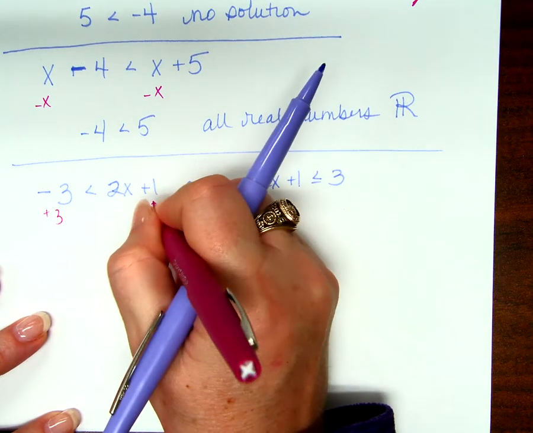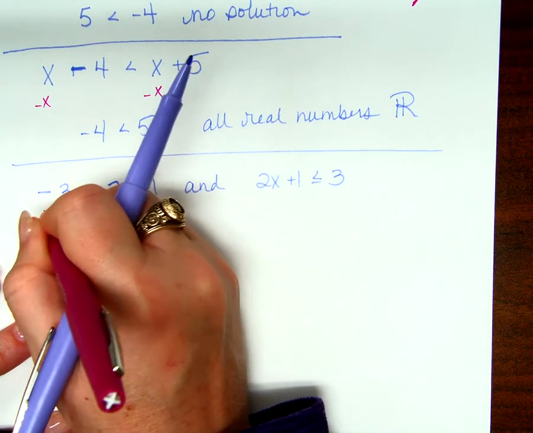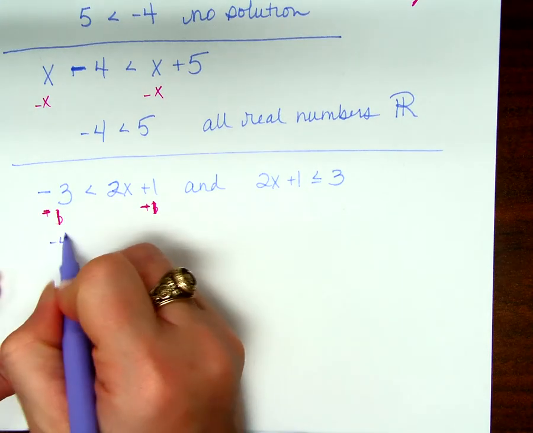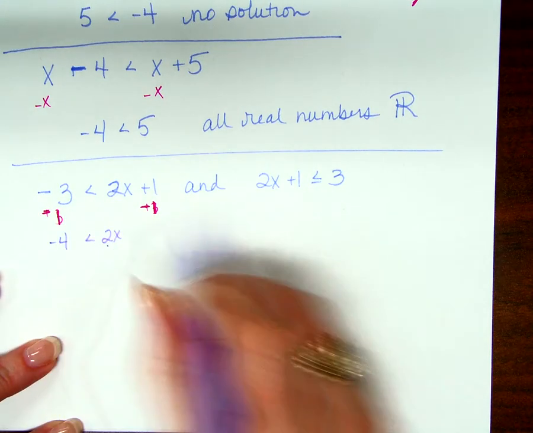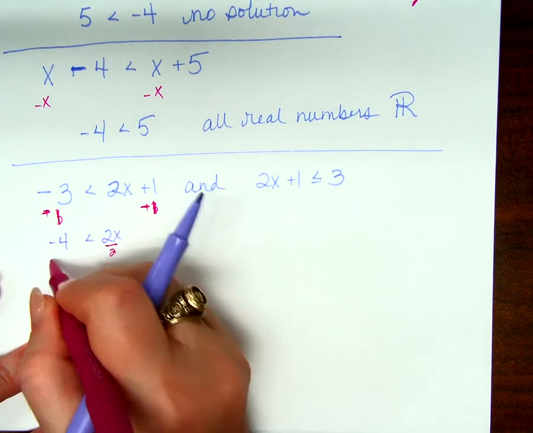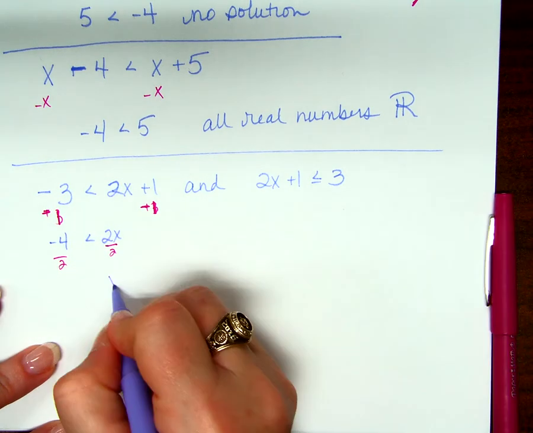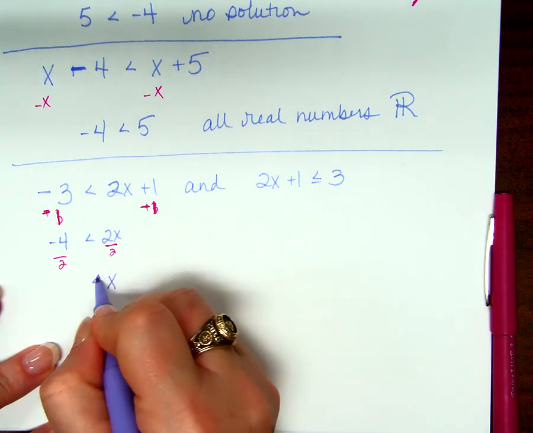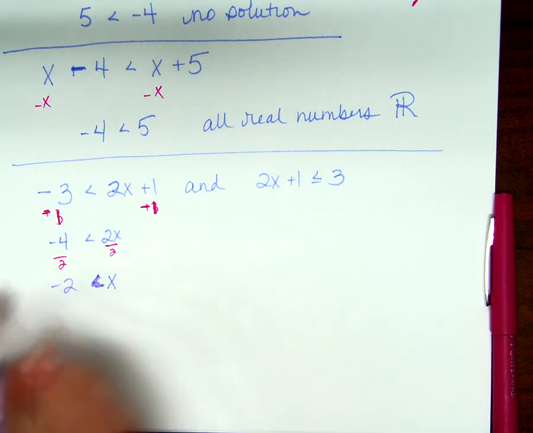Subtract 1 is what I'm trying to say. Sorry about that. Subtract 1. And I get -4 is less than 2x. So I divide both sides by 2 to get x is greater than -2.